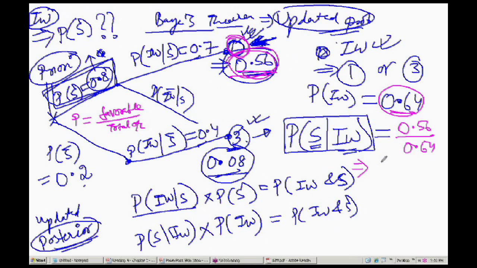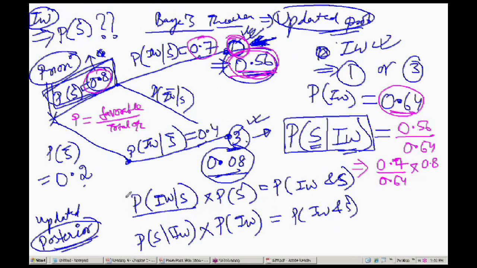If you see this, I can write it also. 0.56 can be written as 0.7 into 0.8, divided by 0.64. Remember, how did 0.56 come? It was the multiplication of this 0.7 with 0.8. So 0.7 into 0.8, divided by 0.64. This is how we wrote it.